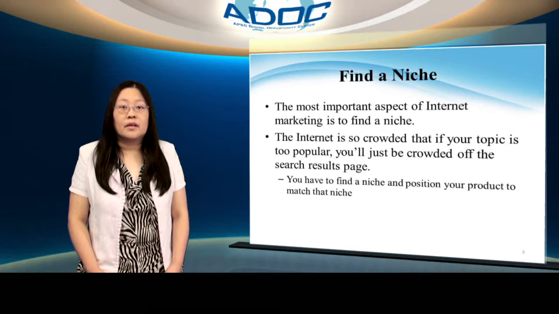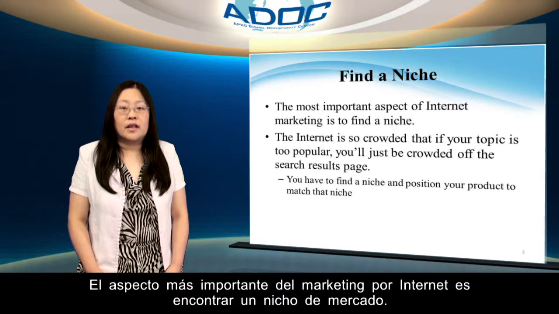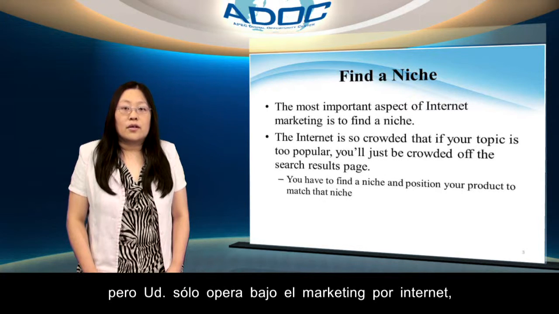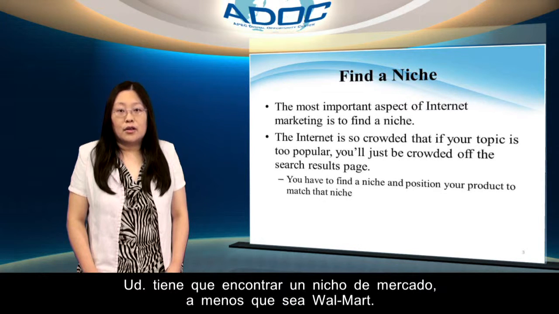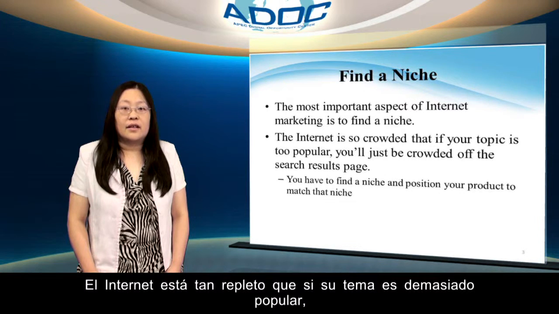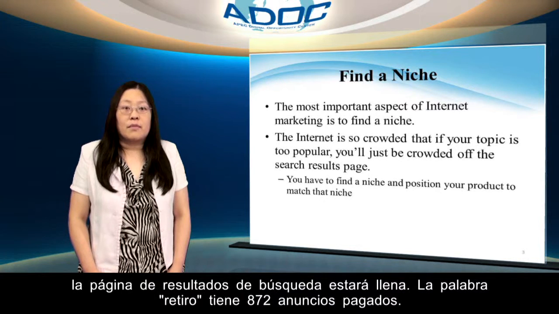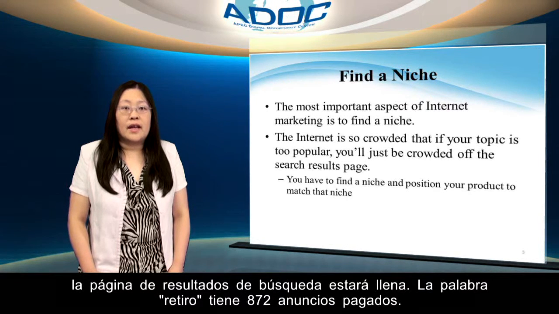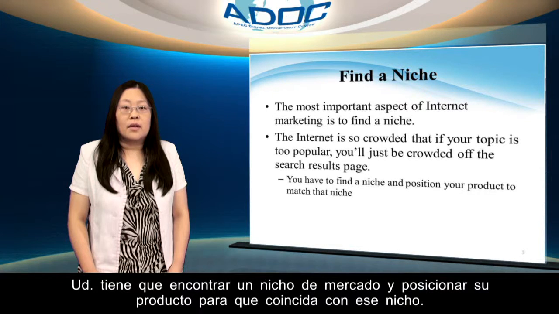Find a niche. The most important aspect of internet marketing is to find a niche. This doesn't apply if you've already got a physical business and just want to expand to the internet, of course, but if you are going for internet-only marketing, you have to find a niche, unless you are Walmart. The internet is so crowded that if your topic is too popular, you'll just be crowded off the search results page. The keyword retirement had 872 paid ads. You have to find a niche and position your product to match that niche.